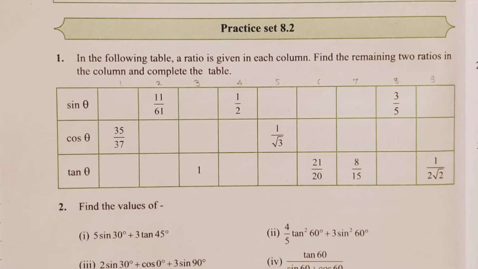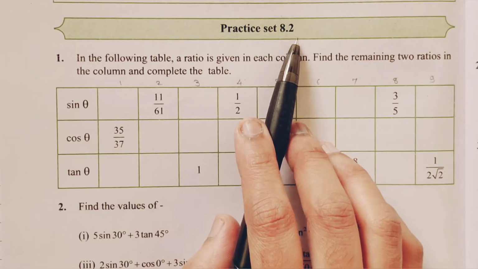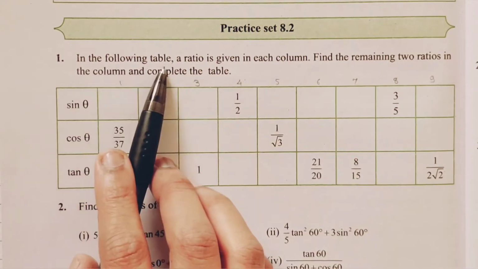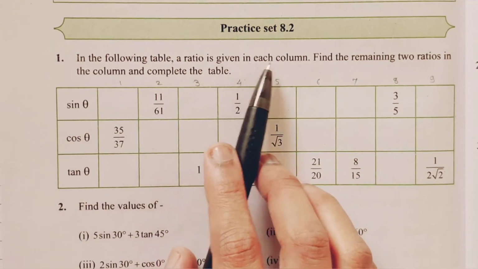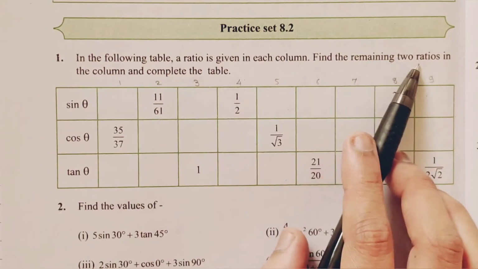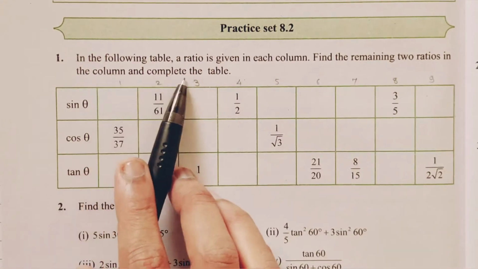आज आपण स्टँडर्ड 9 मधील चॅप्टर नंबर 8 ट्रिग्नोमेट्री मधील प्रॅक्टिसचे 8.2 सॉर्ट आउट करत आहोत. सो सी दी फर्स्ट क्वेश्चन. इन दी फॉलोइंग टेबल ए रेशो इज गिवन इन ईच कॉलम. Find the remaining two ratios in the column and complete the table.